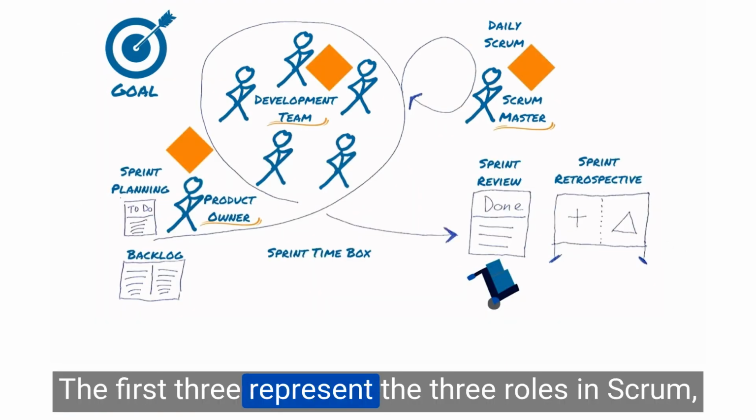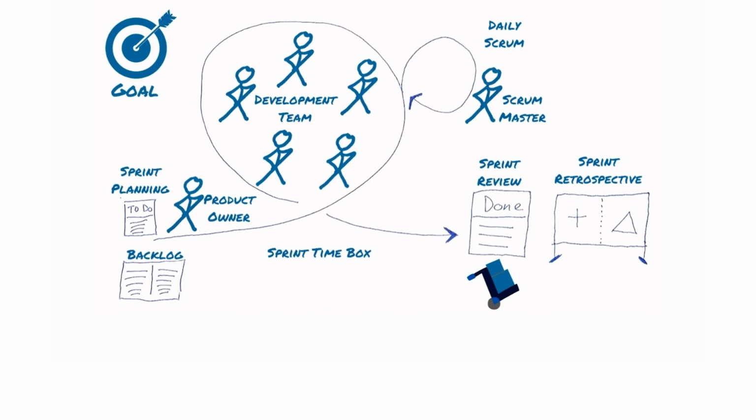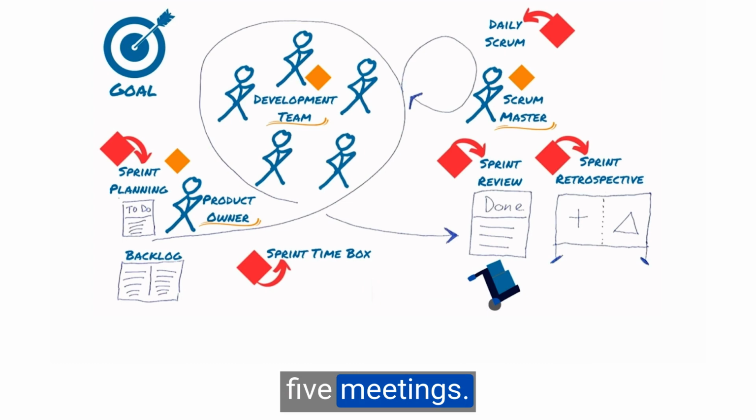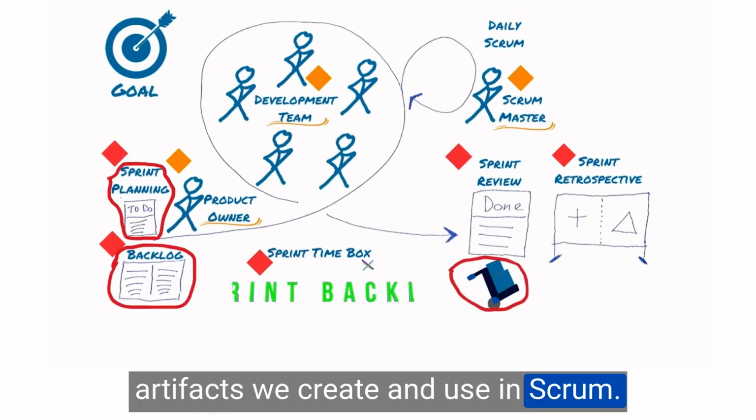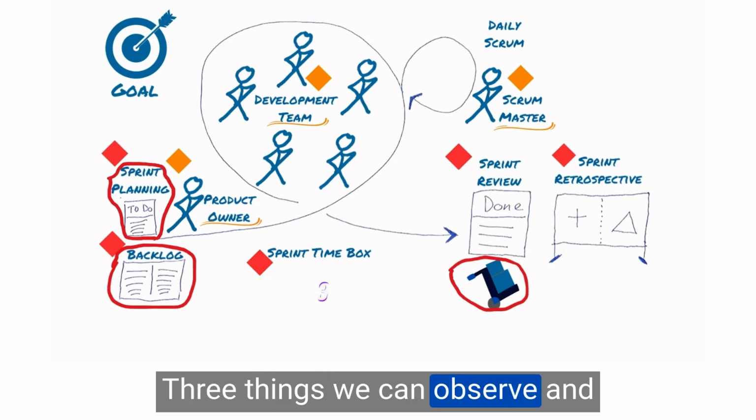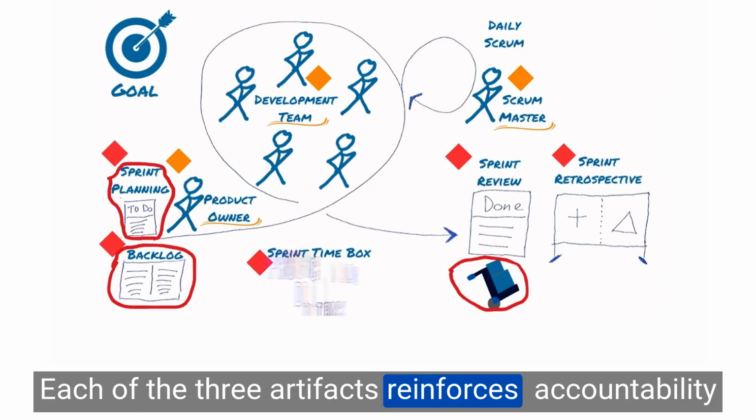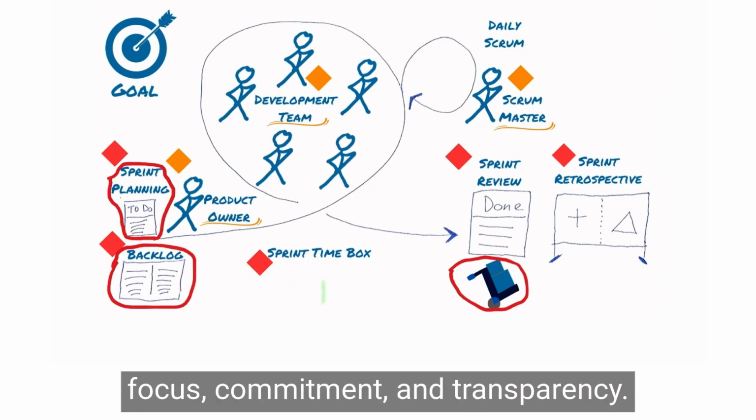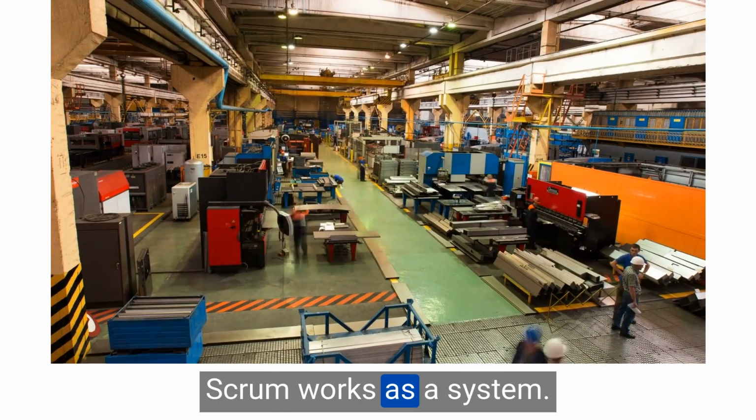An easy way to remember all the key elements of Scrum is this: 3, 5, 3. The first 3 represent the 3 roles in Scrum: the product owner, Scrum Master, and developers, the team members. There are 5 events in Scrum, 5 meetings. The last 3 represent the 3 artifacts we create and use in Scrum, 3 things we can observe and also help guide the 5 meetings. Each of the 3 artifacts reinforces accountability via a corresponding commitment that enhances focus, commitment, and transparency. Scrum works as a system.